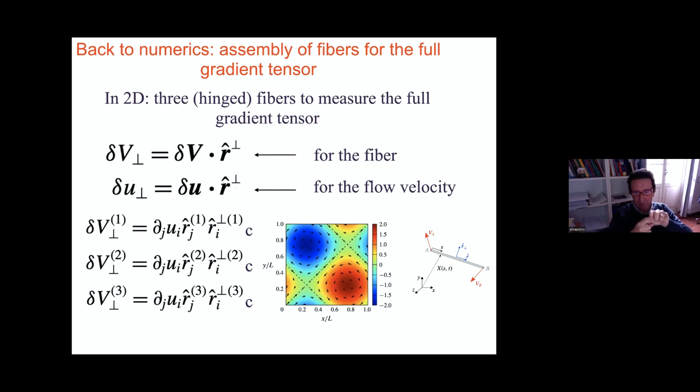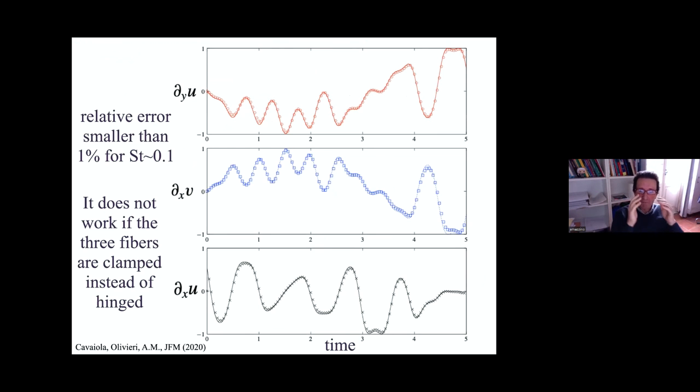So imagine to have a fluctuation on one fiber. Necessarily, if they are clamped, the fluctuation transfers to the other fibers. And this means that we have a coupling which is not necessarily present in the flow field. So it doesn't work. We tried to do the assembly simply in terms of a spring, which is easy to do numerically, but I don't know if it is doable in an experiment. Numerically, it works, however, which is at least an indication that we can try to understand how to do that in real life.